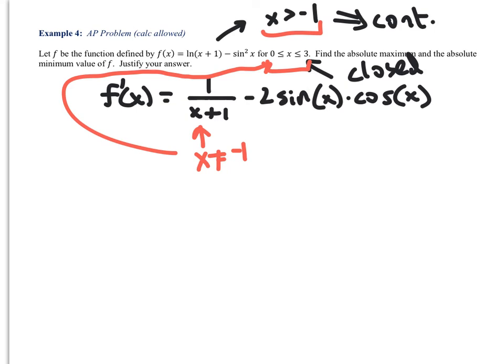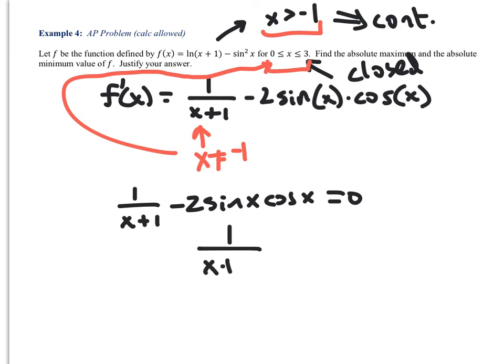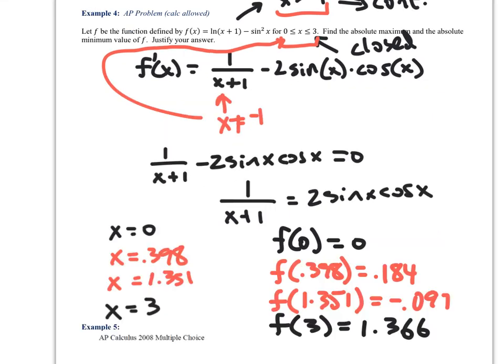So all that I want to know is where this thing equals 0. So 1 over x plus 1 minus 2 sine x cosine x equals 0. I'm going to need my calculator for this because I don't know off the top of my head, unless you do, where these two are equal. But I'm going to go ahead and calculate those values and check endpoints as well in just a moment. So I'm going to graph that.